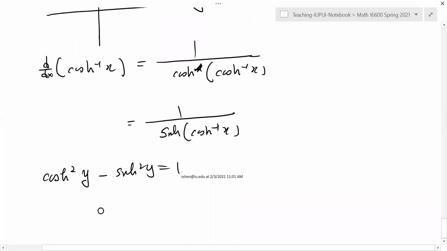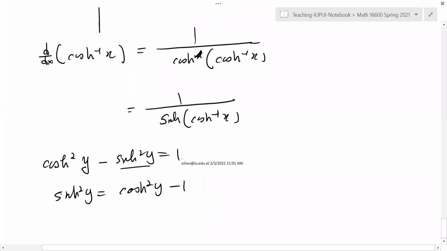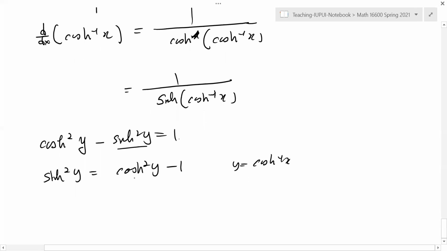So hyperbolic sine y equals, right? Using this identity. So from above, when y equals hyperbolic cosine x, right? So what do you get? And this is going to be x.